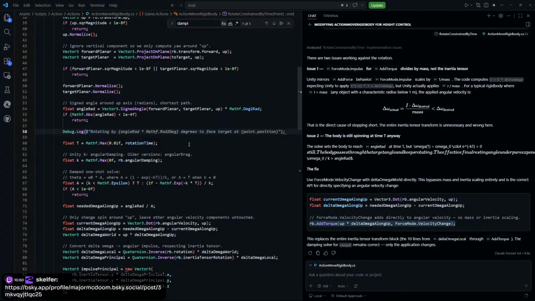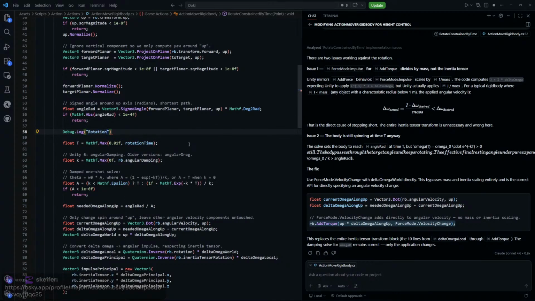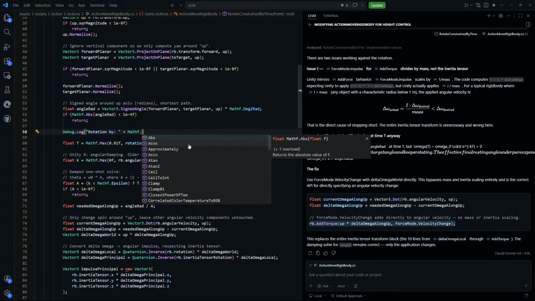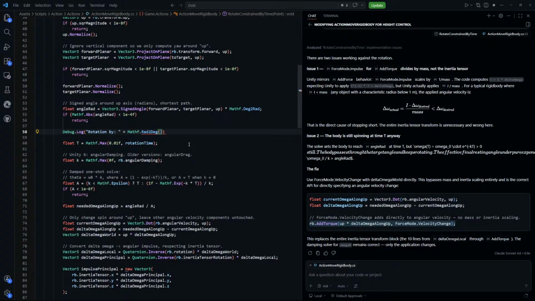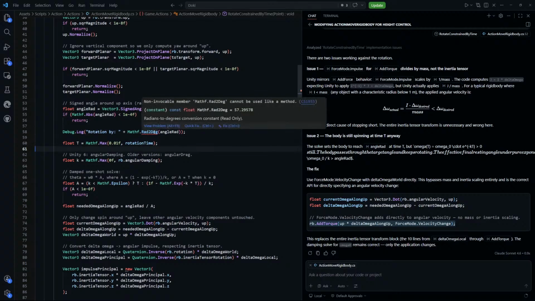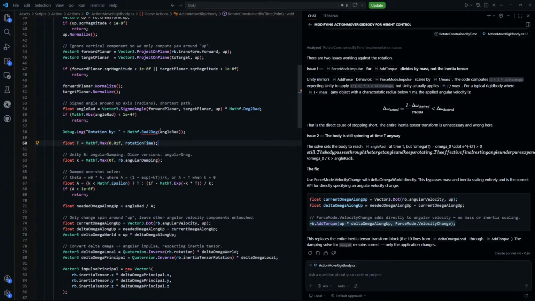Let's do this. We're gonna start with this one. And then I want to do math. Let's do rotation by... oh yeah, you just multiply with it. That shows how often I'm using it. Yeah, we can add degrees, I don't care.